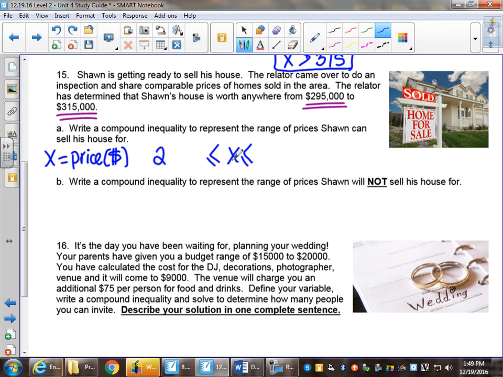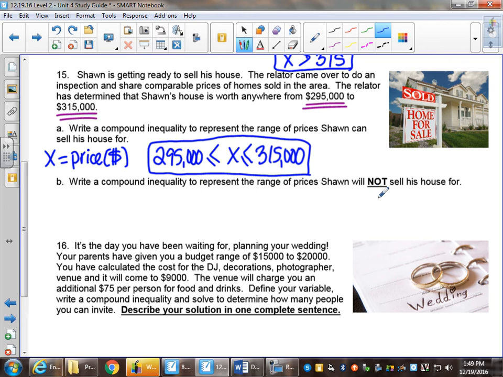So the price range is between $295,000 and $315,000. And I'm done. That's all we had to do. No math whatsoever.